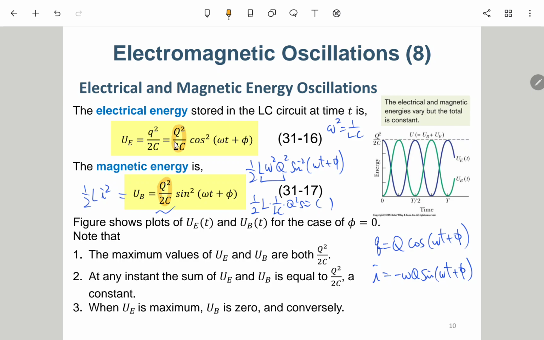Then the maximum value can be this one when cosine is plus or negative 1. When cosine is plus or negative 1, UE takes this value, which is equal to this one. So UB should be 0 at that time, and vice versa. Okay, so this is trivial.